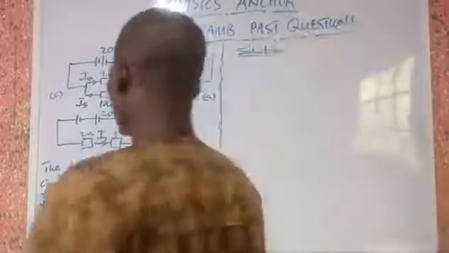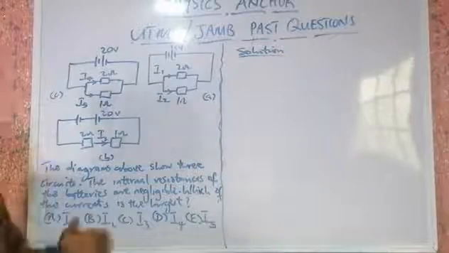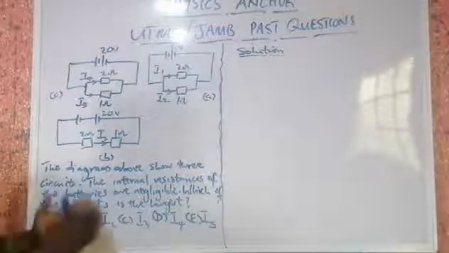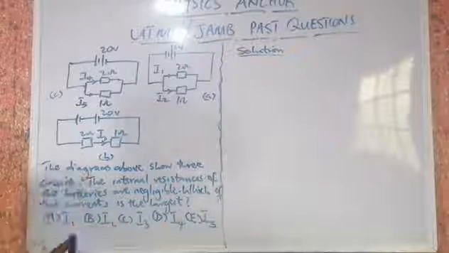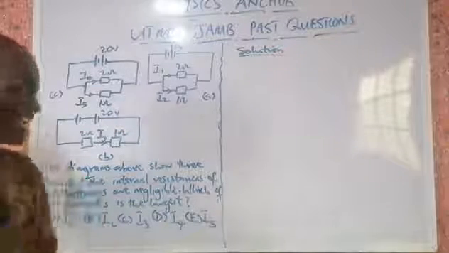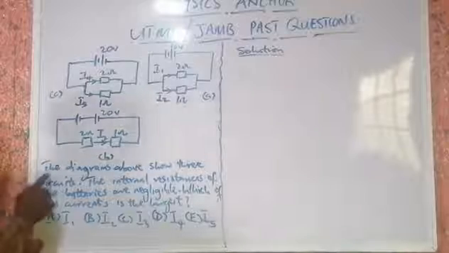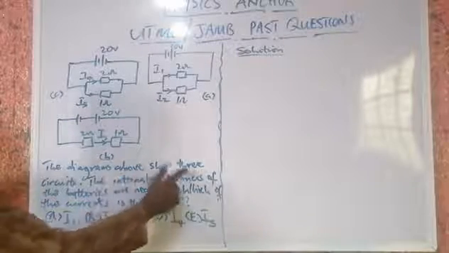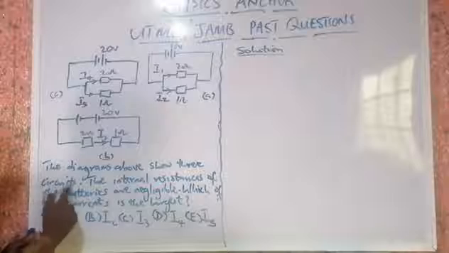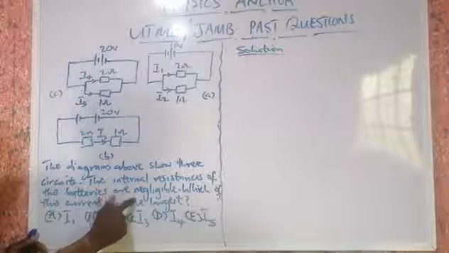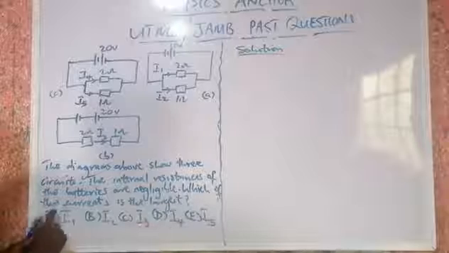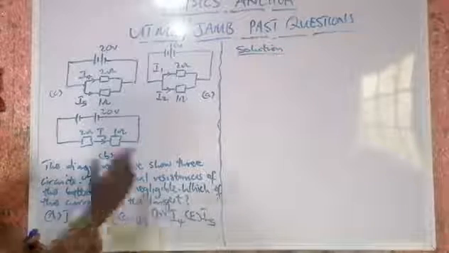So on the board we have just a question, and this question is a unique one. We have three diagrams being given, and we have been asked to find the largest currents. So let's read. The diagrams above show three circuits. The internal resistances of the batteries are negligible. Which of the currents is the largest?